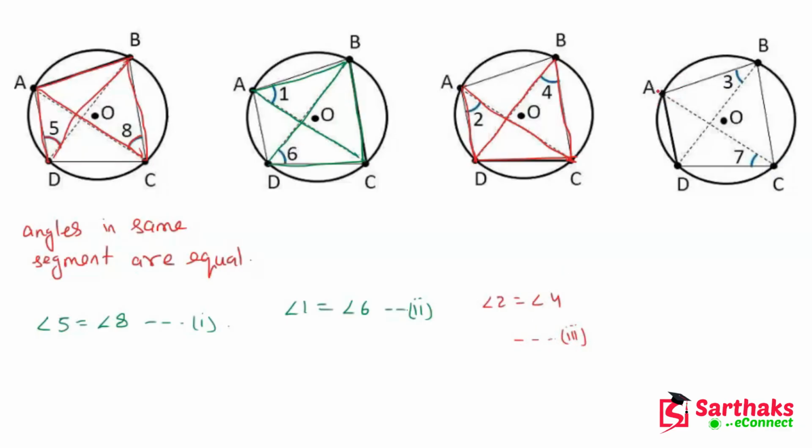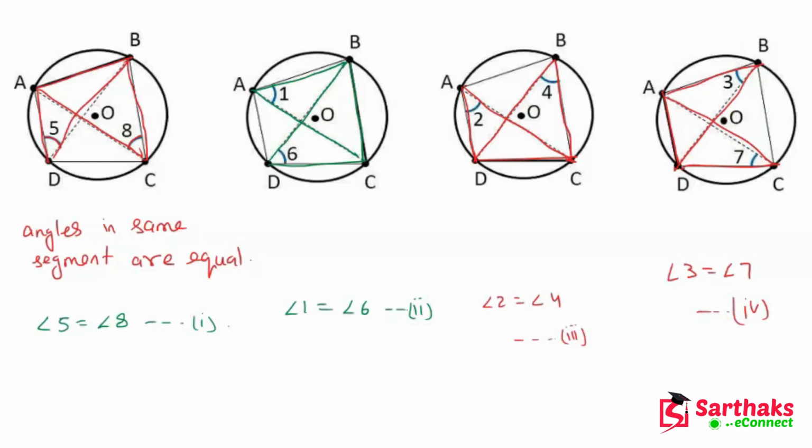When we take AD as the chord, we can say that angle 3 is equal to angle 7, because angles in the same segment are equal. Let's suppose this is equation number 4. Got it, my dear friends?